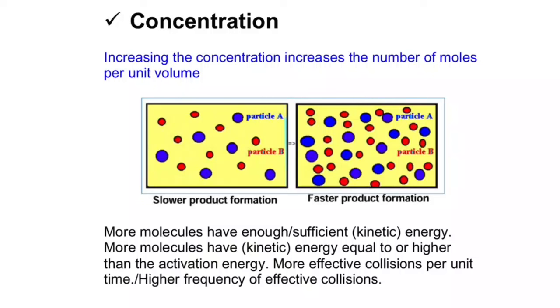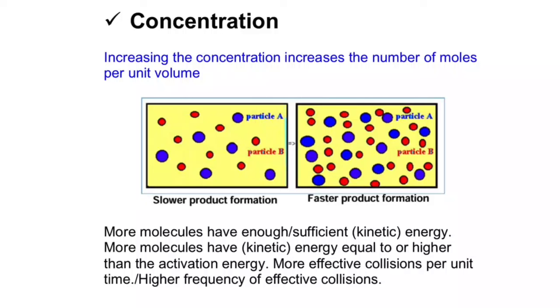What I want us to talk about next is the concentration. How does the concentration affect the rate of reaction? We must still be thinking along the lines of the collision theory. Remember, we need a collision, enough kinetic energy, and the right orientation. So how does concentration affect any of those three? Let's take a look. Increasing the concentration increases the number of moles per unit volume. Correct, because we know that concentration is equal to the number of moles divided by volume. So when you increase the concentration, you're increasing the number of moles per unit volume, right?